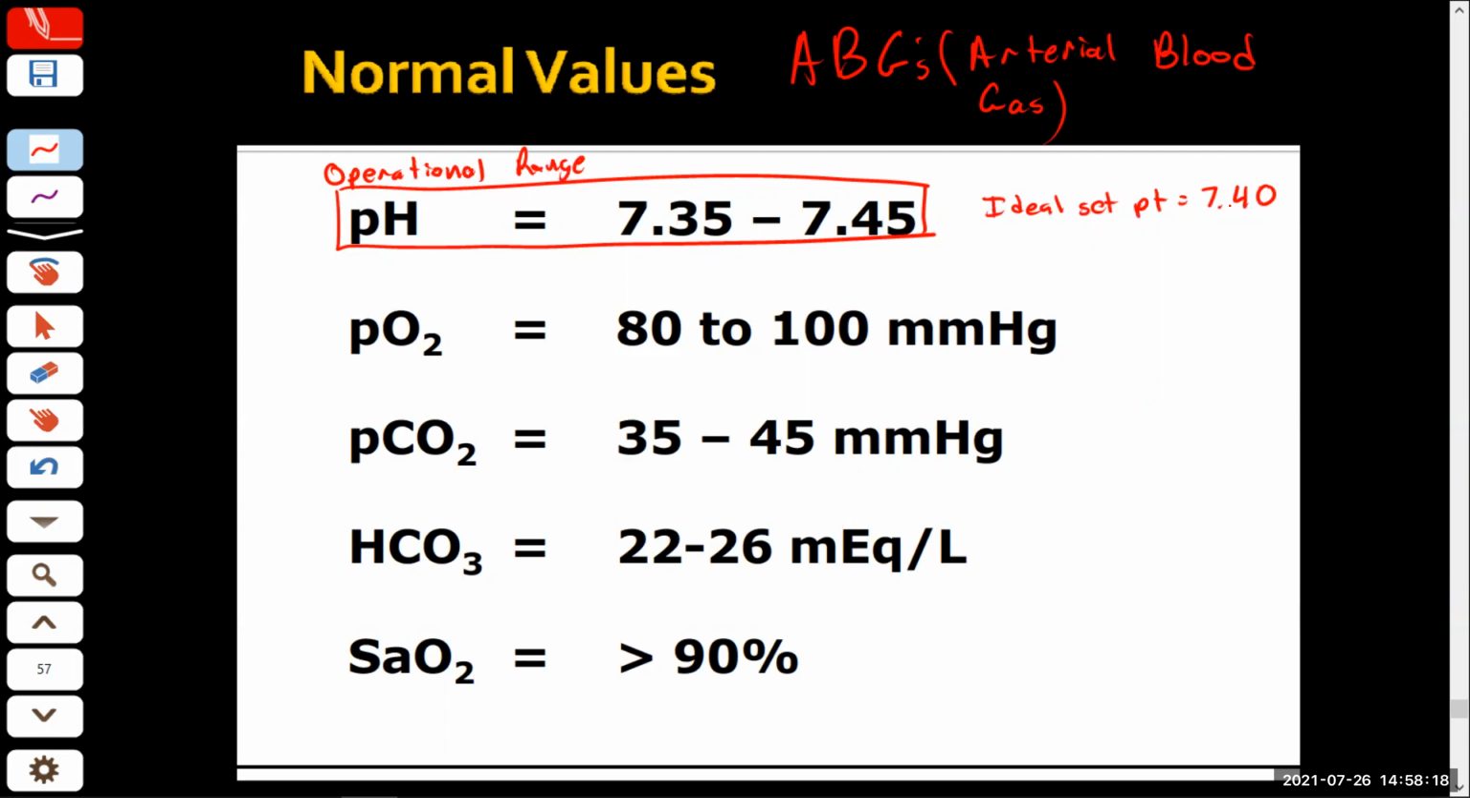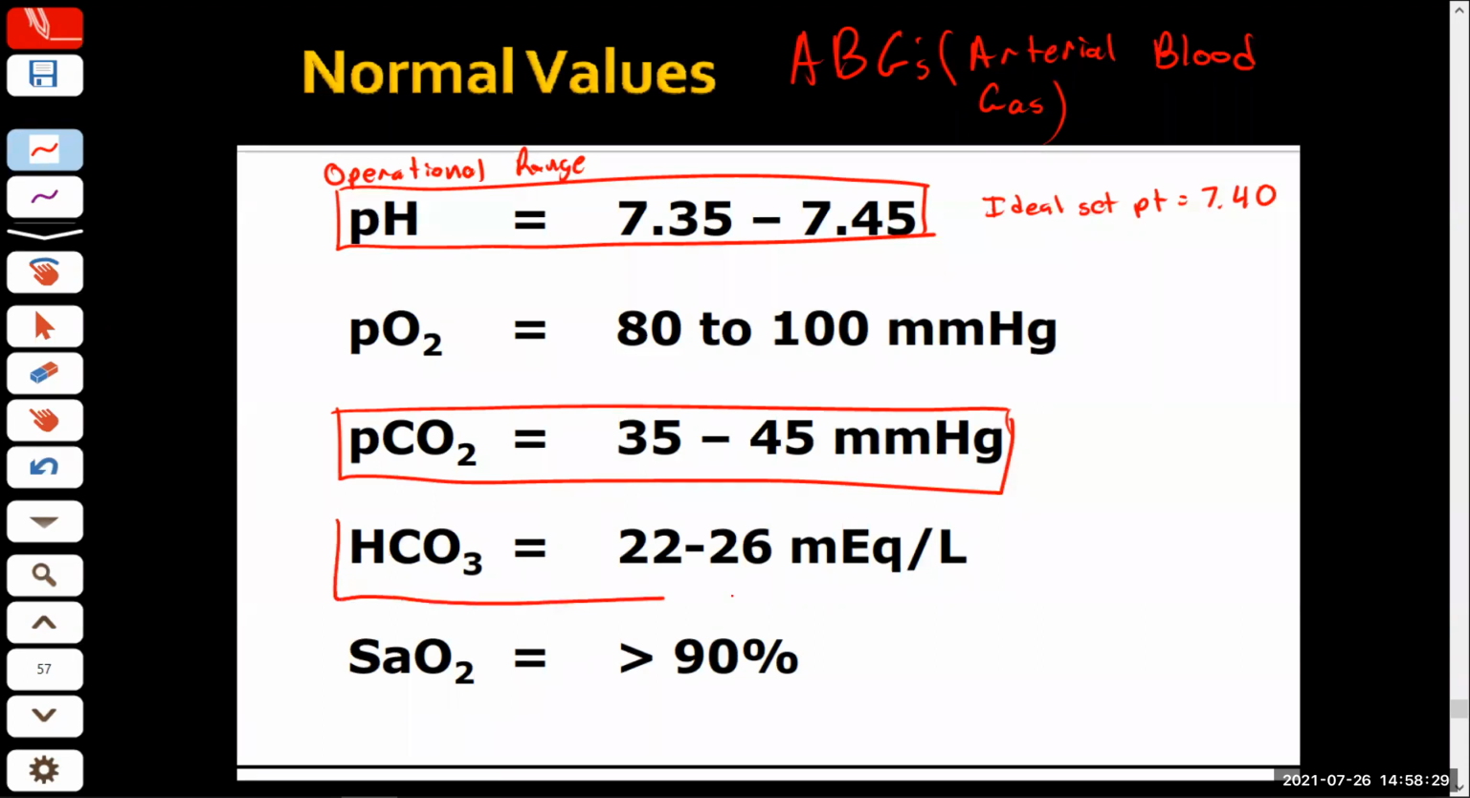Okay. You need to know CO2, 35 to 45. And you need to know bicarbonate, 22 to 26. Okay. You need to know these values. They will not be provided to you in order to figure out your ABGs. Is the ideal set value for pH for everyone's? For what? Only just for pH. Only pH has an ideal set point. Mhm. Great question. Okay.